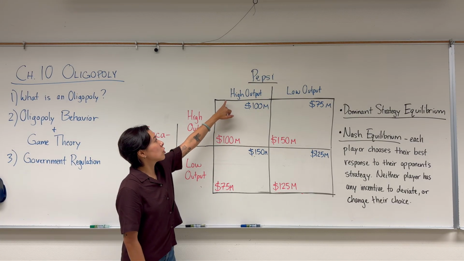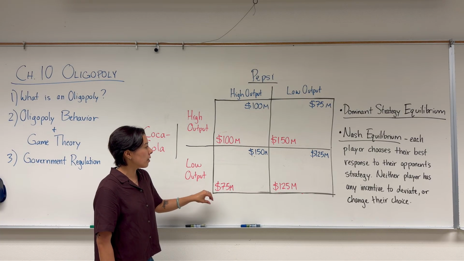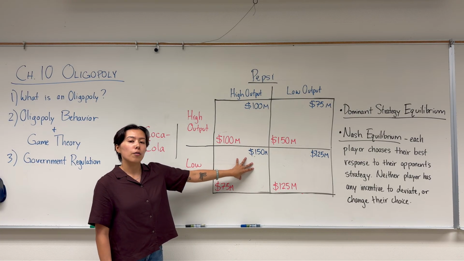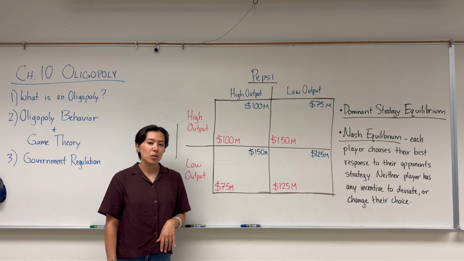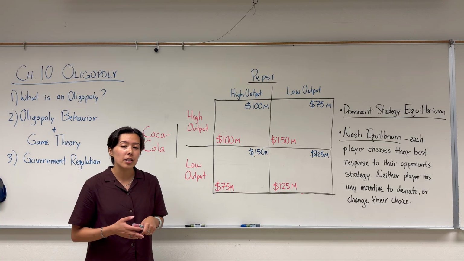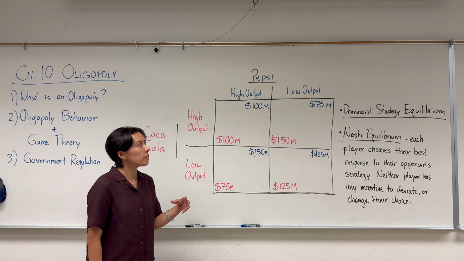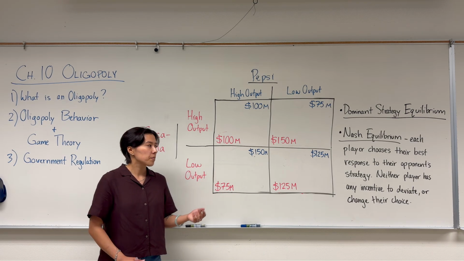If Pepsi chooses to produce high output, while Coca-Cola only produces the low output, then Pepsi will earn $150 million in profit, and Coca-Cola will earn $75 million in profit. Let's use those same analysis steps that we did with our prisoner's dilemma game to see what the Nash equilibrium will be in this duopoly game.